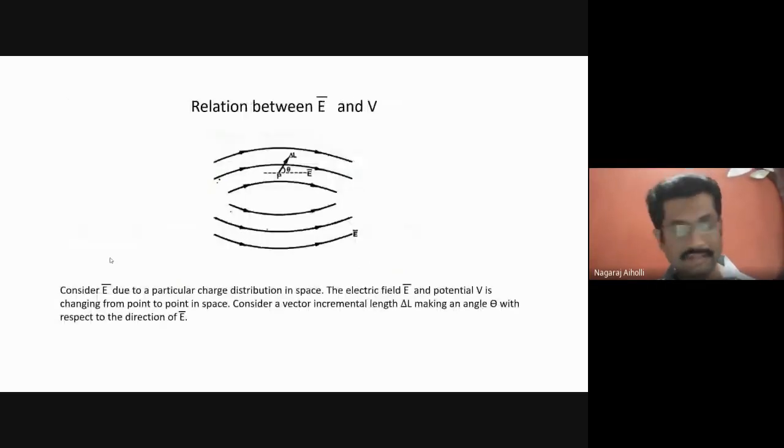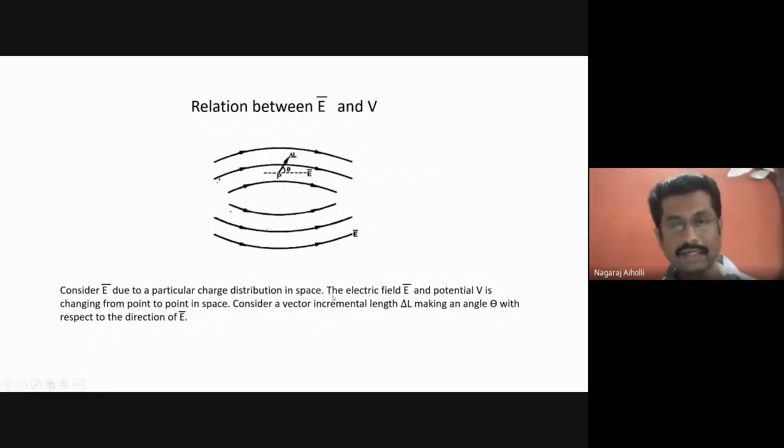Good. Let's move on to the next topic, that is the relation between E bar and V. A very important relationship, asked many times in examinations. Let us consider the curved field lines here. Consider E bar due to a particular charge distribution in space. We are considering the electric field intensity E bar due to this charge distribution, which is distributed like a curve. The electric field E bar makes an angle theta with the differential length delta L at a point P.